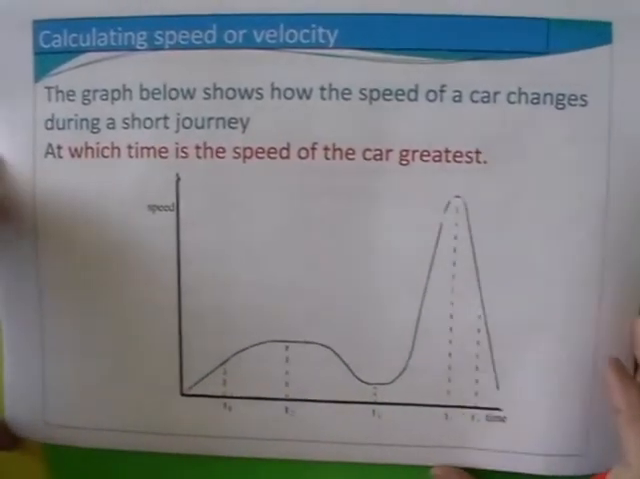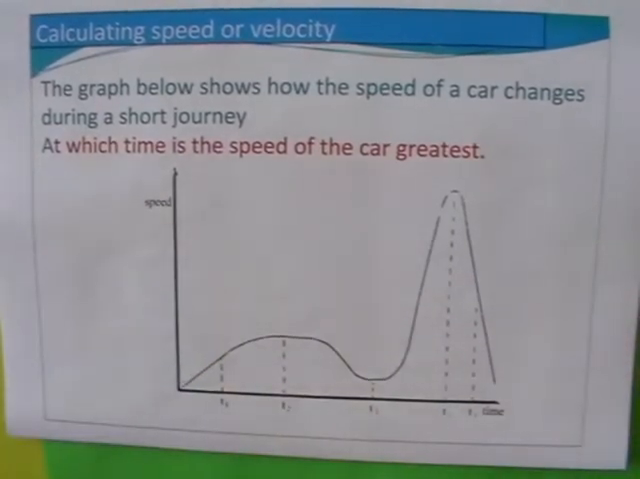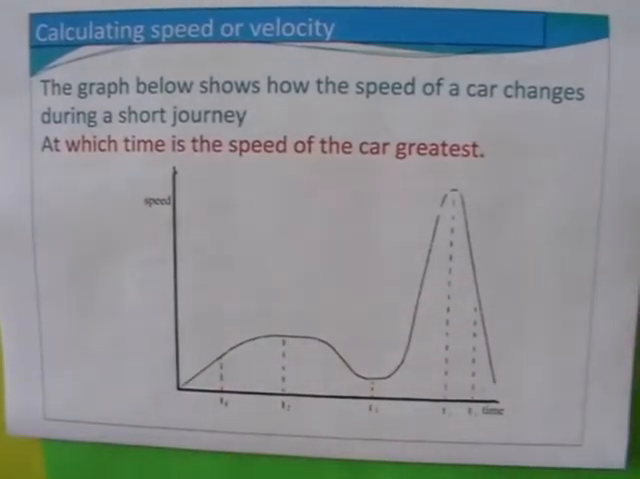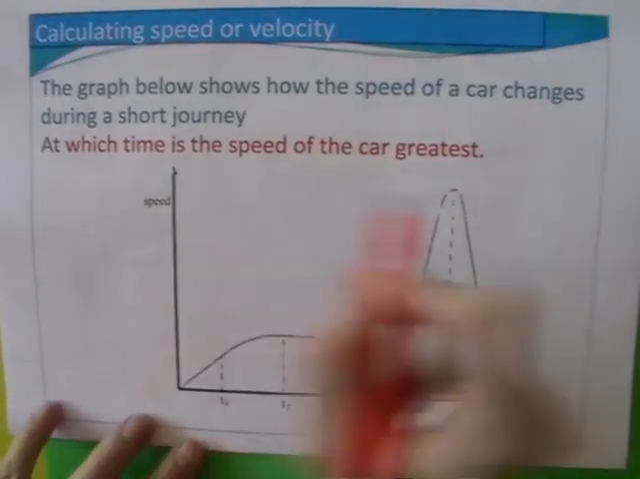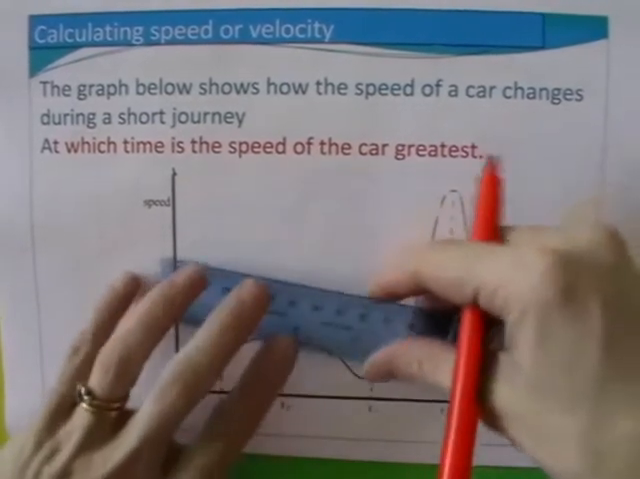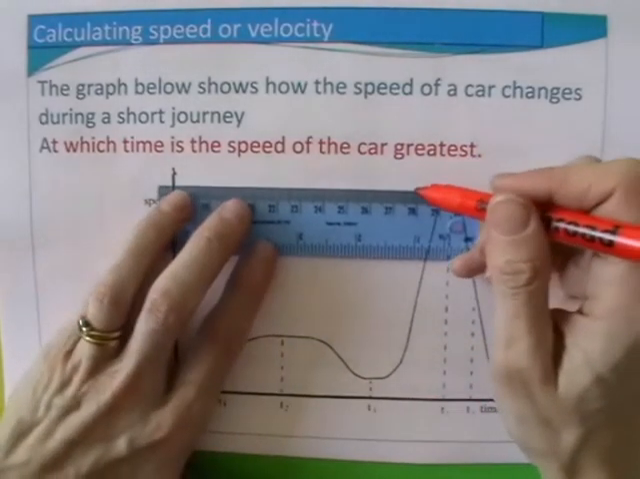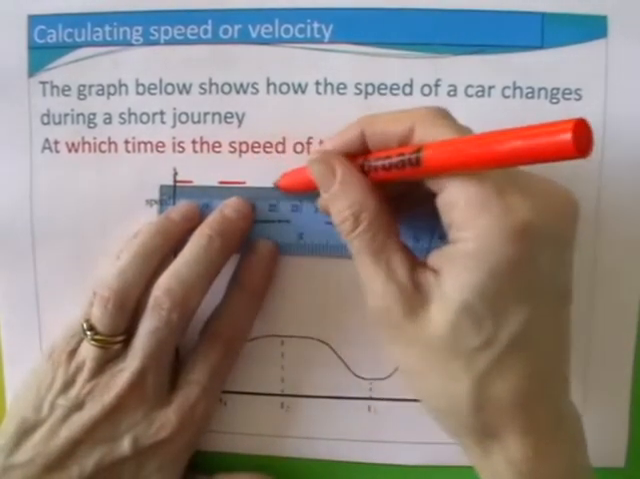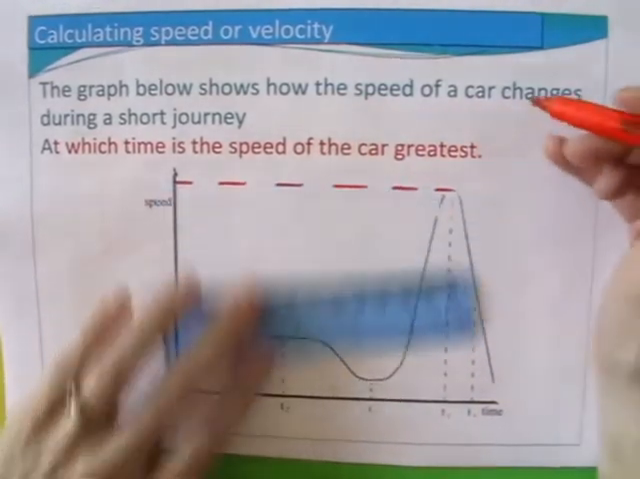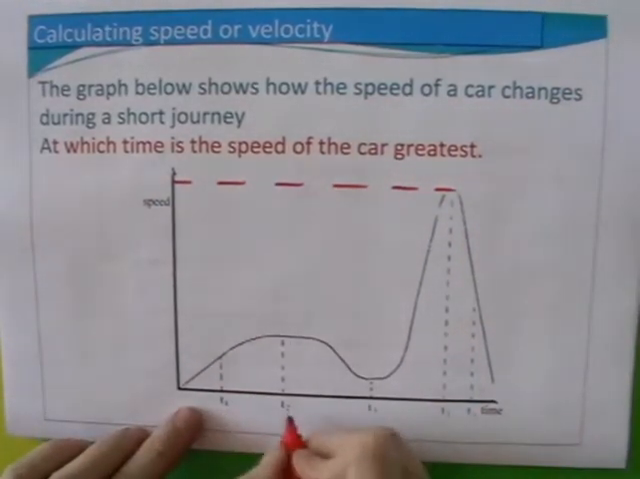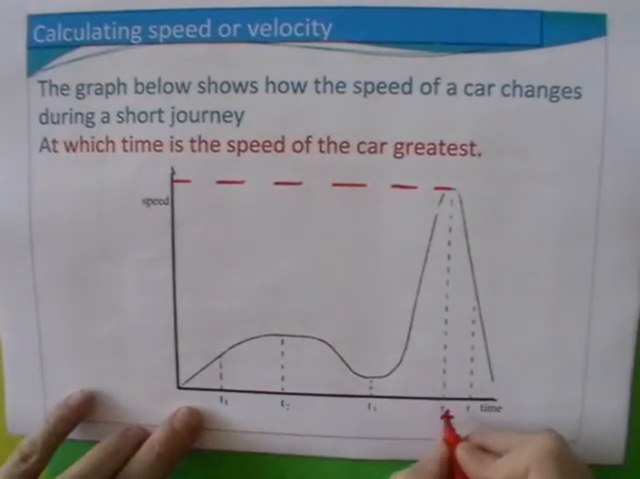This is another graph. It says, the graph below shows how the speed of a car changes during a short journey. At which time is the speed of the car greatest? So you have all these different times, and you can see there that the speed of the car is changing. And it's a speed time graph, so at which time is the speed of the car greatest? And it's obviously when it's got its greatest value there. And that's going to correspond then to time t4. I know you can't see that, but it's this one here, t4.